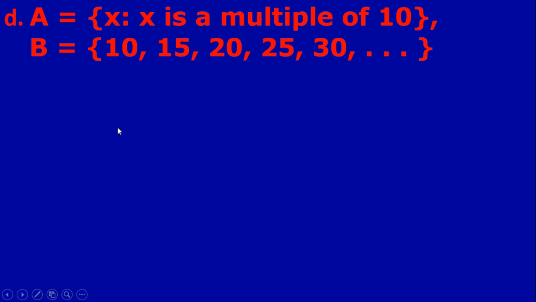So next question, A equal to the set of all x such that x is a multiple of 10, and B equal to {10, 15, 20, 25, 30}. Now multiples of 10 are 10, 20, 30, but here we have 15, 25. So therefore these two sets are not equal. So here A and B are not equal sets.